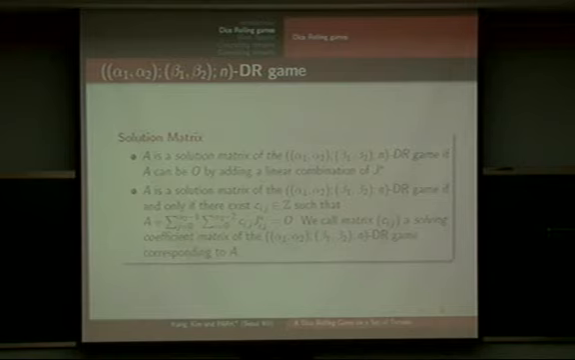So for this reason, for a matrix A, if A can become the 0 matrix by adding a linear combination of J star, then the torus corresponding to A is also a solution. And so A is a solution matrix of the DR game in this case. Also, A is a solution matrix if and only if there exist Cij such that A plus the summation of Cij J star ij is the 0 matrix. We call the matrix Cij a solving coefficient matrix of the DR game corresponding to A.